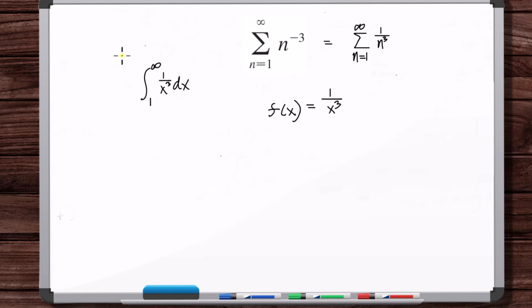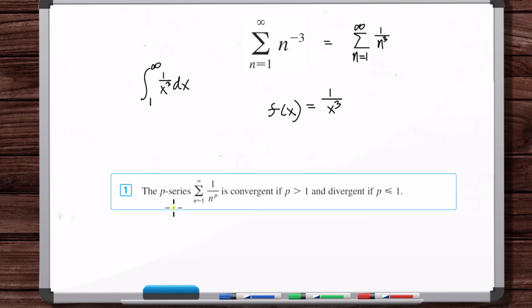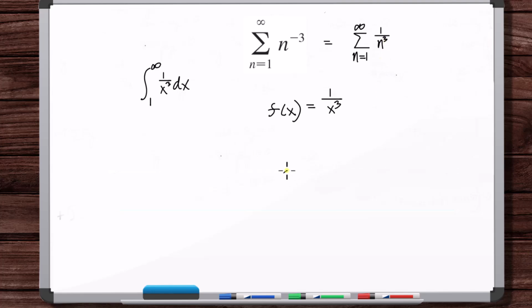Okay, now we don't need to go through this evaluation because this is a case that we already derived in the book, in the textbook section. This is a p-series. A p-series is of this form, and that's the exact form we have. If p is greater than 1, it's convergent. If p is less than or equal to 1, it's divergent. 3 is greater than 1. So this is convergent. And that's it. We're done.